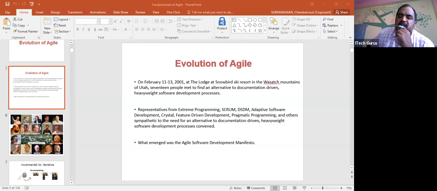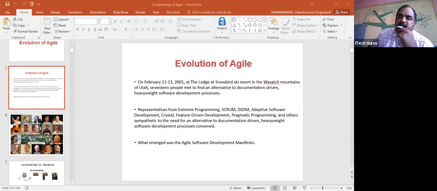So they decided to gather together in a place. What they wanted to find was the common thing across Scrum, DSDM, adaptive, feature driven, XP. What is very much common between all these things? And they coined something called the Agile Manifesto. You can also visit the website agilemanifesto.org. We will shortly debrief all those things: what is the Agile Manifesto, what is inside?